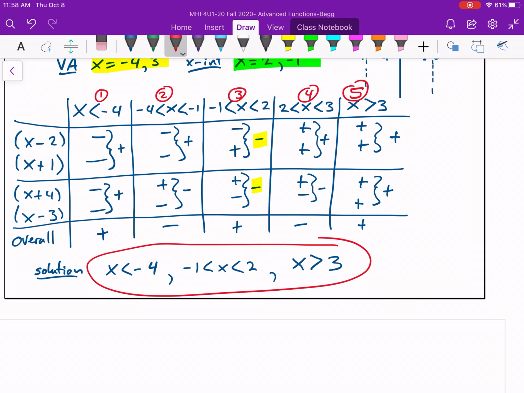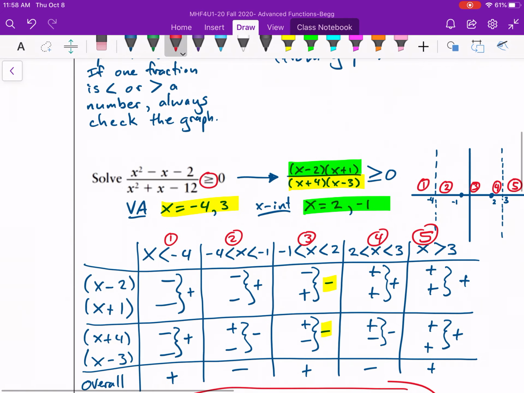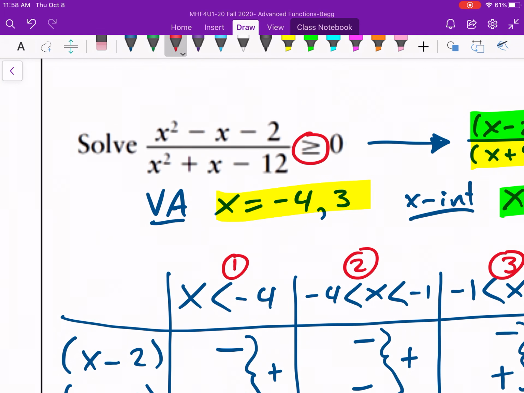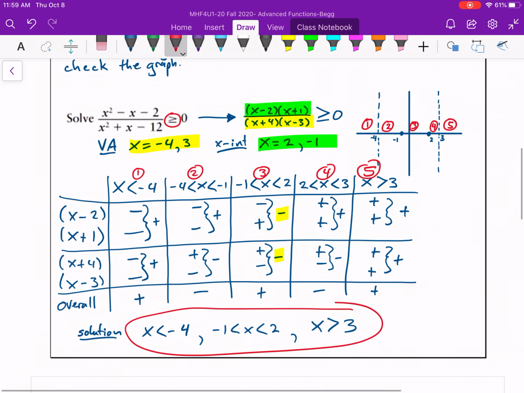If you wanted to graph this on Desmos, where is it? This function here on Desmos, you would see what we just figured out algebraically. It's just another way of tying together what we know, putting what we know from the numbers together with the graph. And of course, they should always match up.